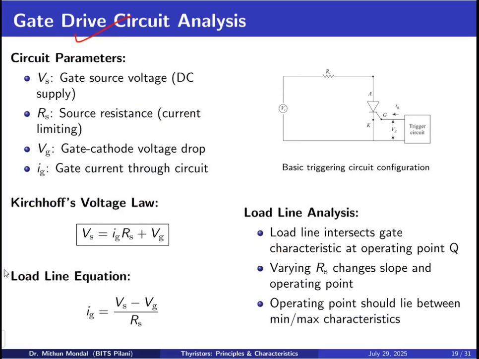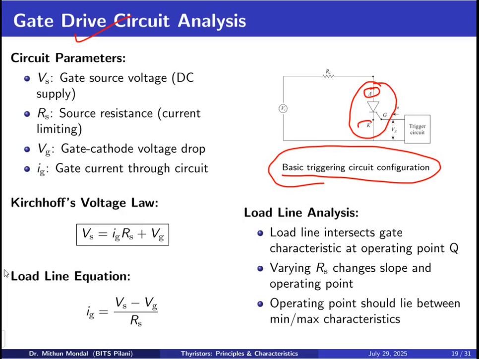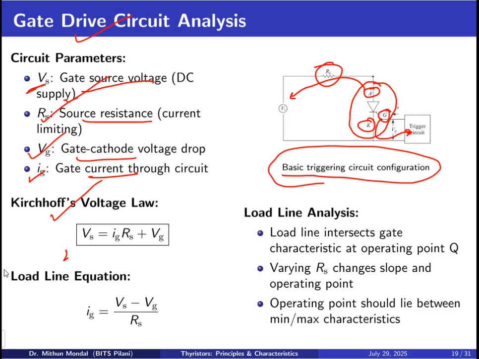Now the gate drive circuit, let us see. This is the basic triggering circuit configuration. Here you have the thyristor, with the anode, cathode, and the gate connected to the trigger circuit. The anode is connected to the supply through the load resistor. Vs is the gate source voltage, which is the DC supply, and Rs is the limiting resistance. Vg is the gate-cathode voltage drop, and there is a gate current through the circuit. If you apply Kirchhoff's voltage law, Vs is equal to Ig into Rs plus Vg, where Vg is across the triggering circuit.